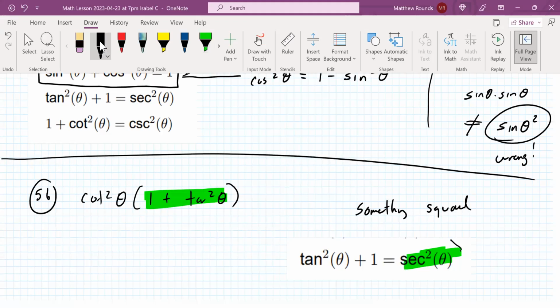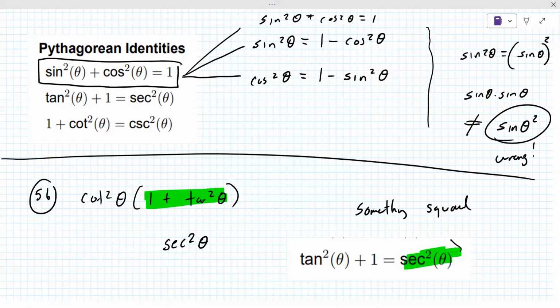Now, you're probably not used to substituting in for more than one thing, but that is what is done in these problems. You don't want to solve this one for tangent squared theta and then put it back in. You want to get comfortable with the idea that you can substitute in for 1 plus a tangent squared. So this becomes secant squared theta times cotangent squared theta.